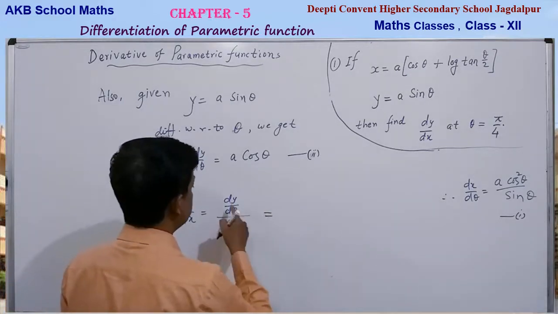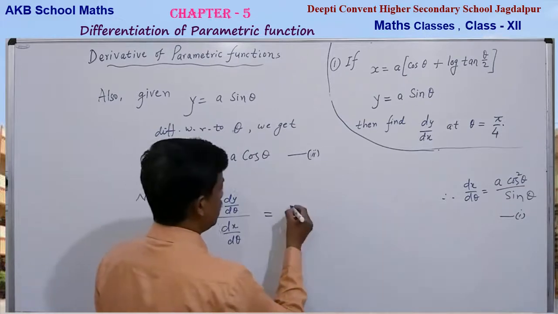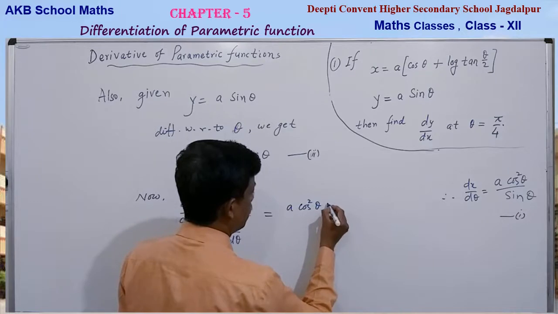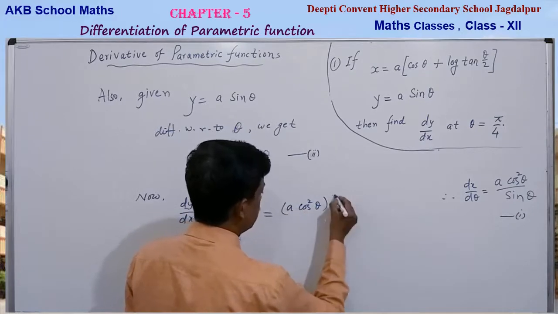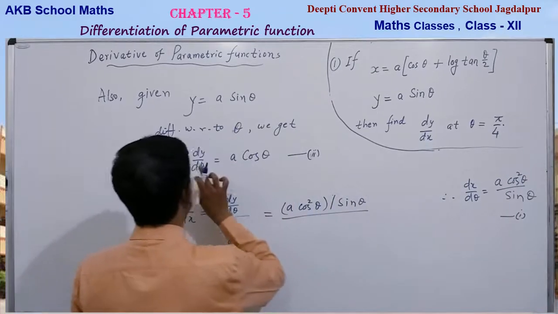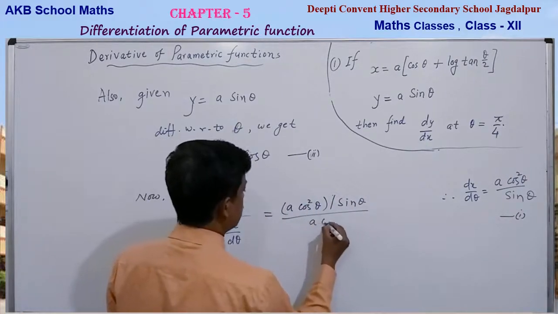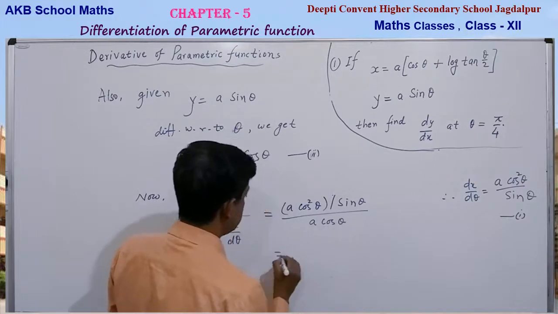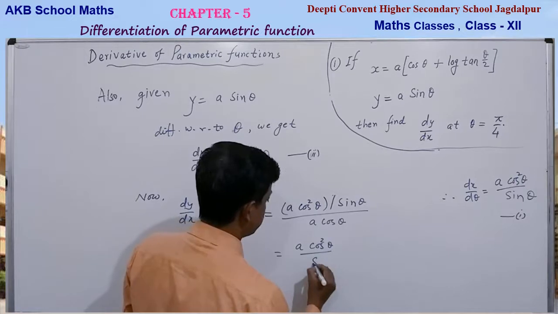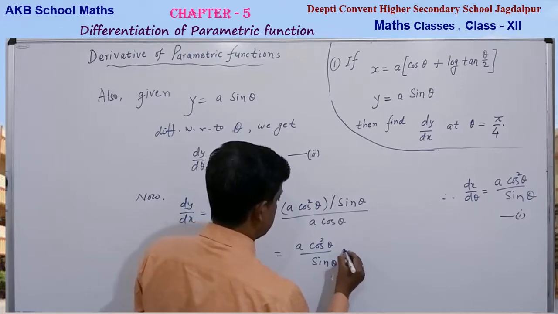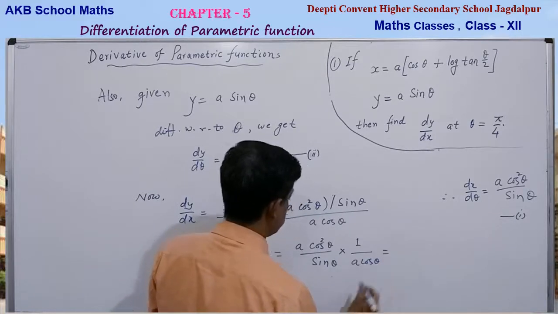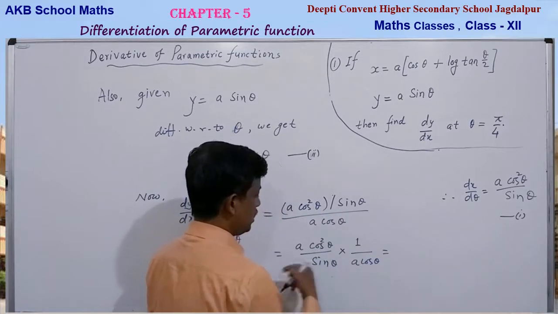So put the value, dy by d theta what, a cos square theta upon sin theta upon dy by d theta, a cos theta. Now solve it, a cos square theta upon sin theta into 1 upon a cos theta. This equals 1, cos cancel, a cancel, cos by sin.